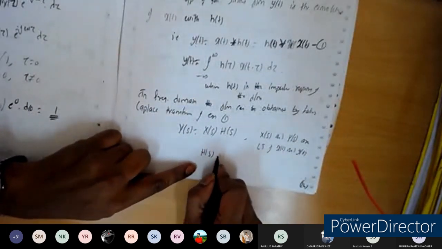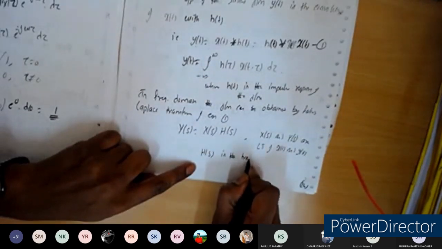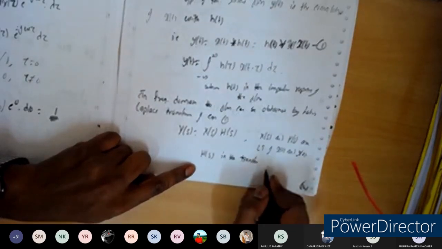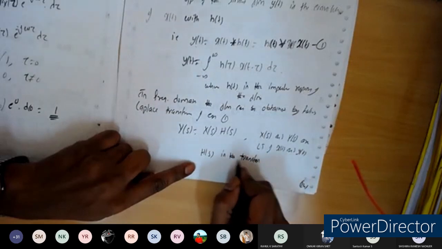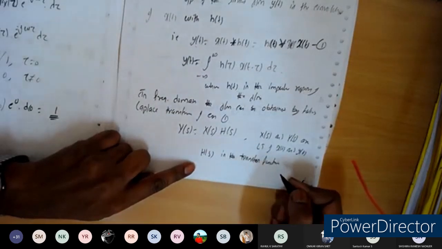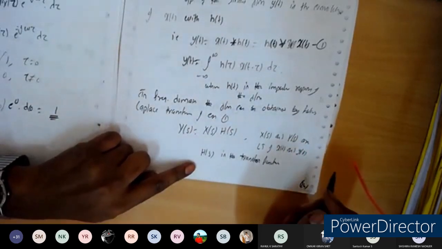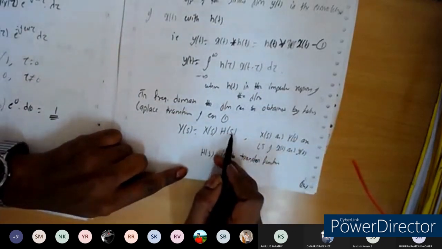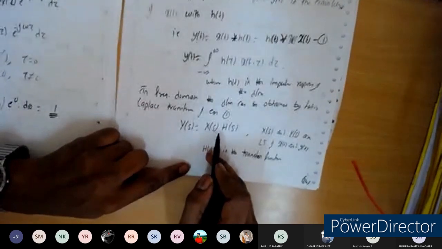H of s is the transfer function. We are going to call this one the transfer function. In the Z transforms we are going to study in detail what the transfer function means. The transfer function is the thing which you obtain from the input-output relation. For example, if you solve it, H of s will become equal to Y of s divided by X of s.